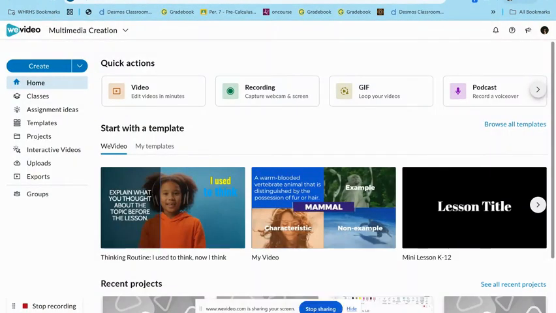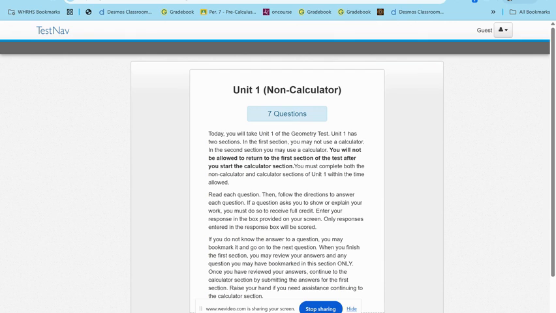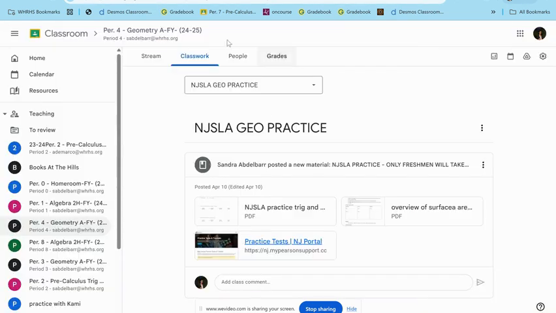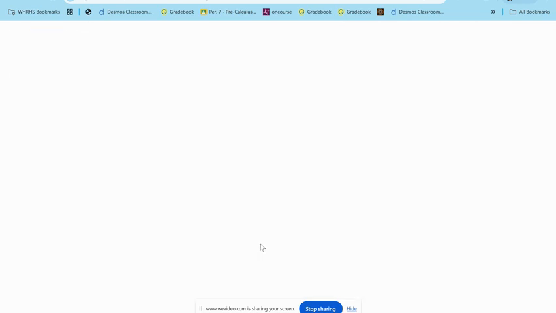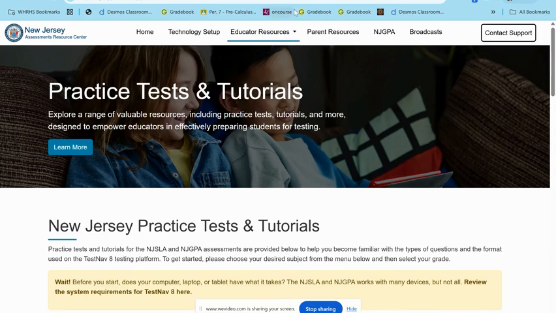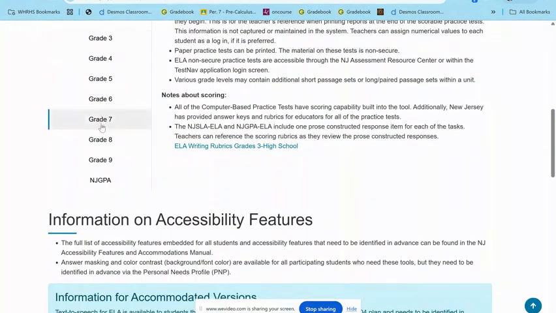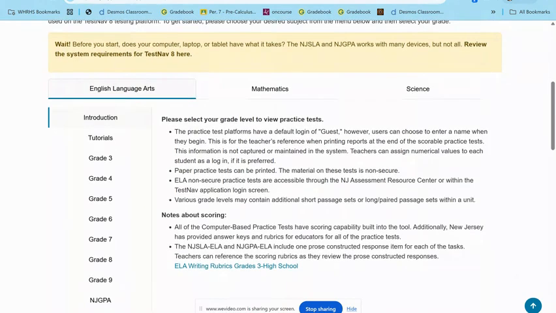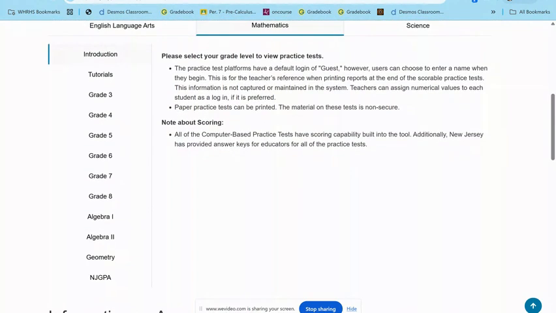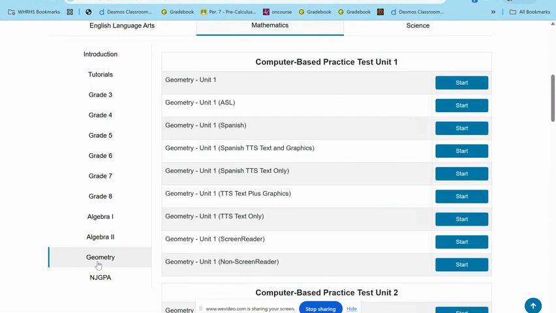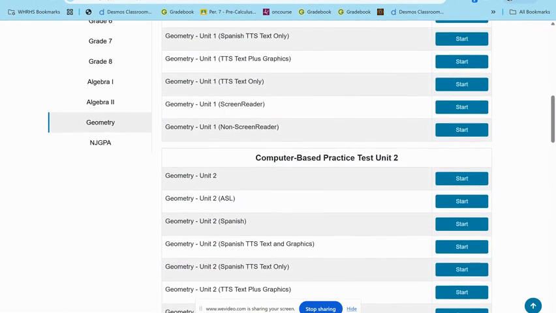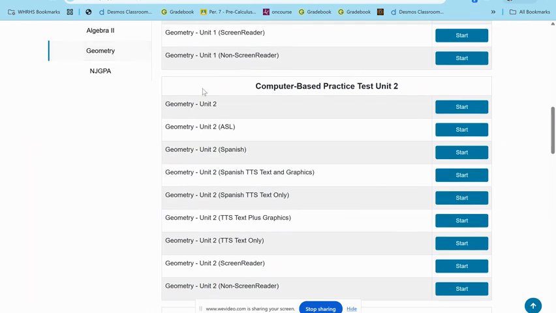Okay, so what we wanted to do, I'm just going to recap because I'm recording now. We went to Google Classroom, we went to NJSLI practice, we clicked the practice tests. Then from there, we're going to scroll down and click mathematics, scroll down again, go down to geometry, scroll down again, and we're going to go to Geometry Unit 2 and press Start.